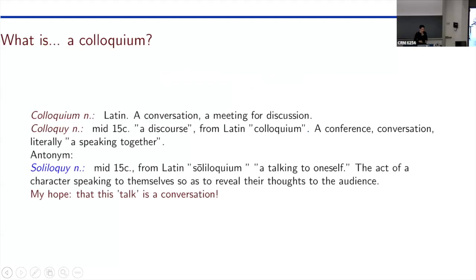So my hope is that this talk is interactive. So right here is a definition of a colloquium or a public lecture. And what it really means, going back to the roots of the word, is that it's a public conversation. So don't let me rant on. Please stop me if you have questions, and there will be audience participation required at some point. This is not a soliloquy. A soliloquy is basically a talking to oneself.